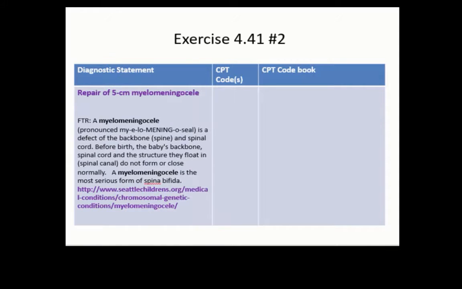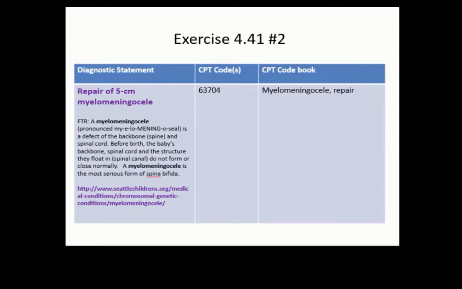The next one has to do with the repair of a 5 centimeter myelomeningocele. I have some information here under our facts to remember that describes to us what it is exactly. It is a very serious form of spina bifida. The images that are on Google Images were just heartbreaking, so I didn't want to add those. But there's quite a bit of information you can read about this on the Seattle Children's Hospital website. And here's the code, as well as the index pathway.